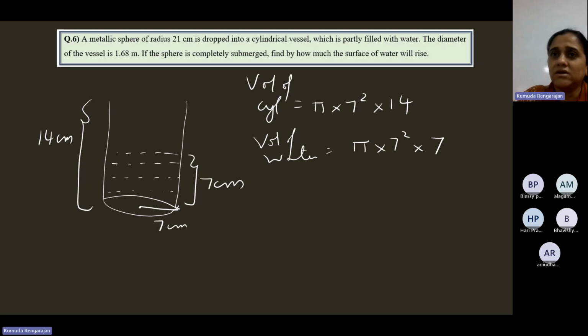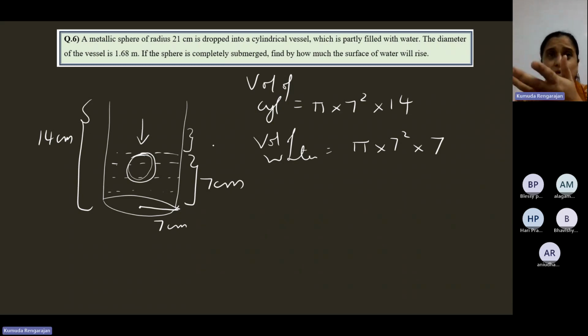Is that understood? Now, when you drop an object into the vessel, okay, you drop a spherical, metallic sphere, so you drop a spherical object inside the water. Now, what will happen? You all know that the level of the water will rise up.